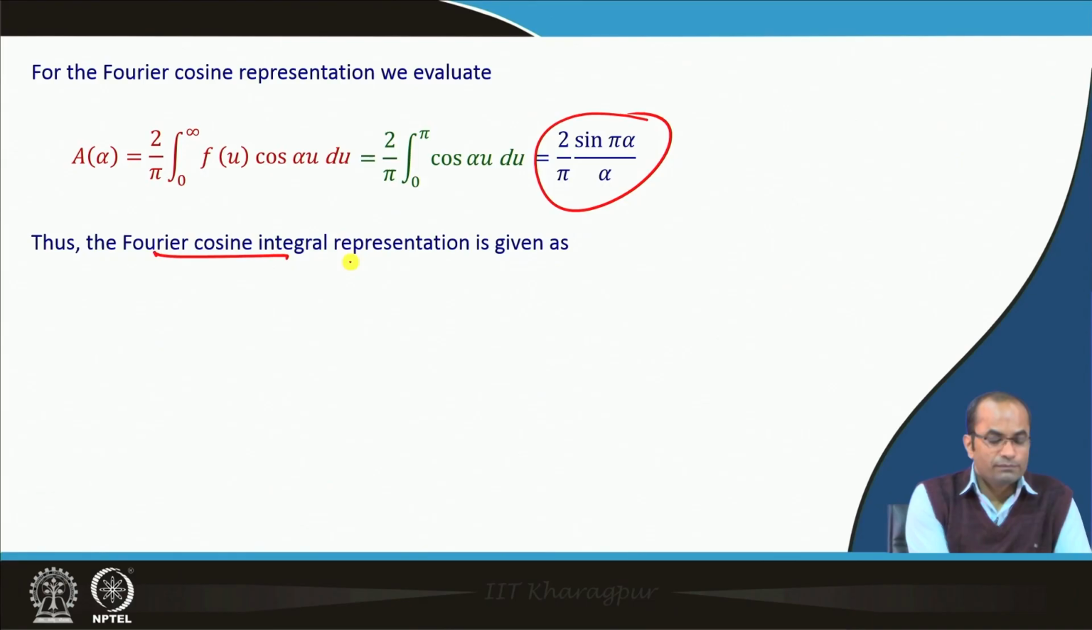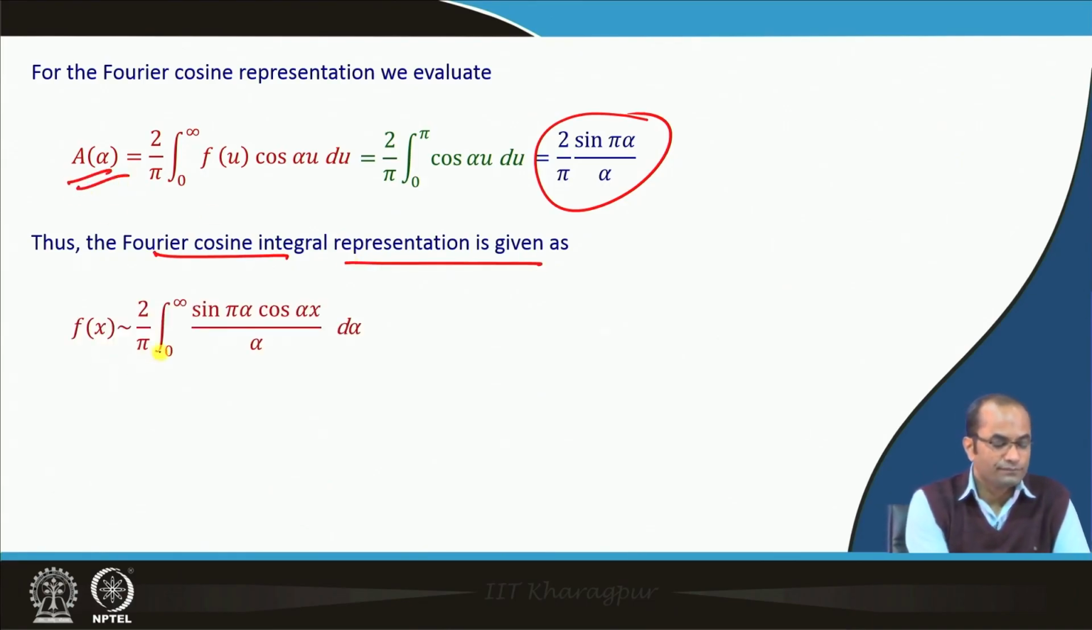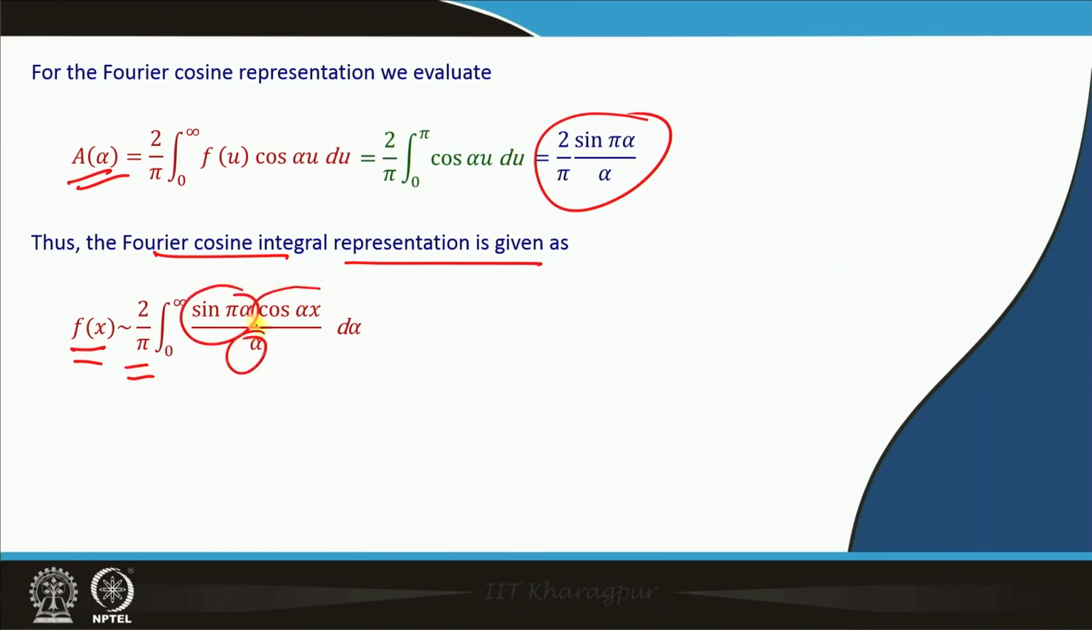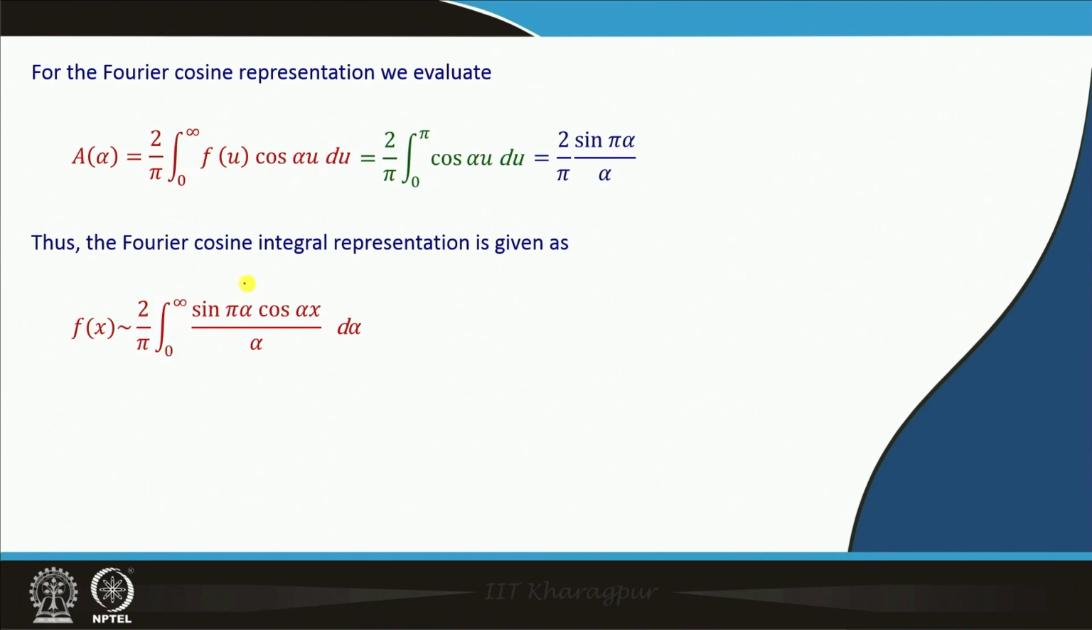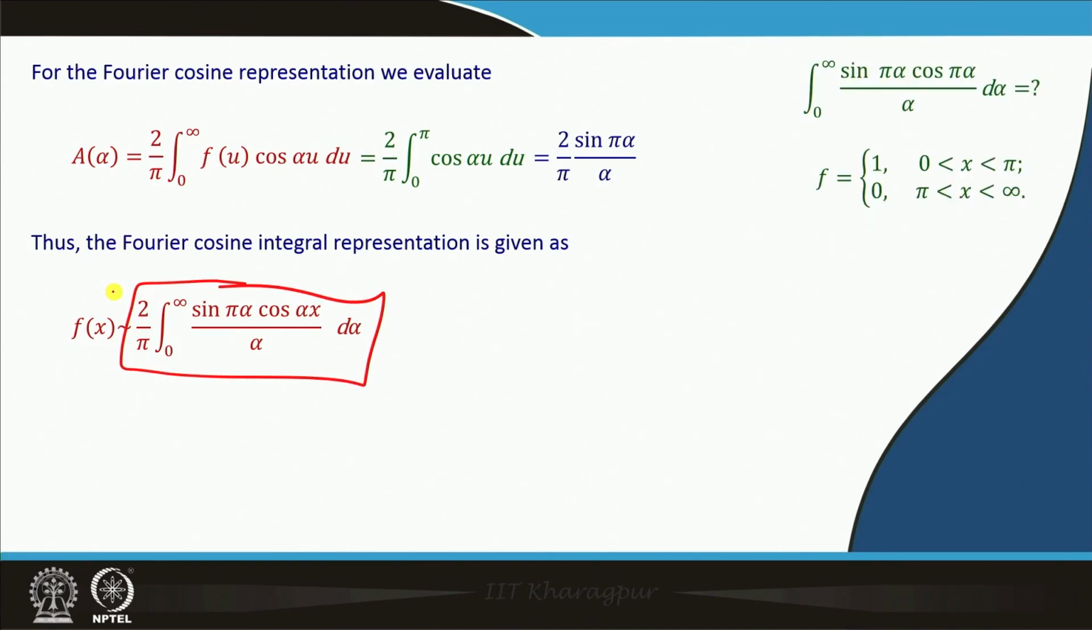The Fourier cosine representation now, because we already have a(alpha), we can substitute in this representation. So, f(x) will be represented by this integral here, 2 over pi, sin pi alpha over alpha, and then cos alpha x. So, this is the Fourier cosine integral representation indeed for the given function.